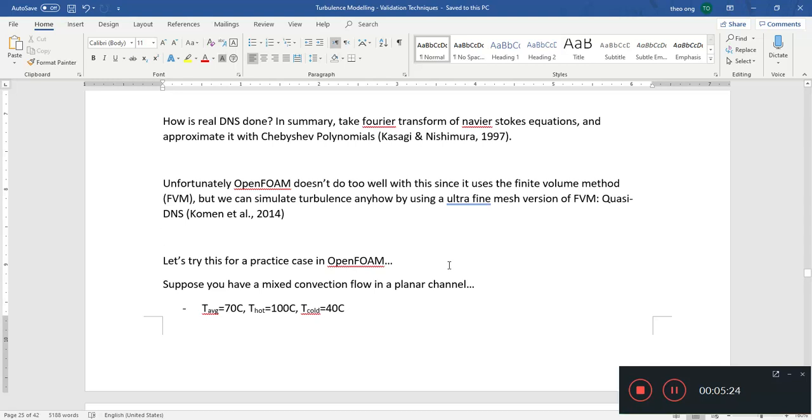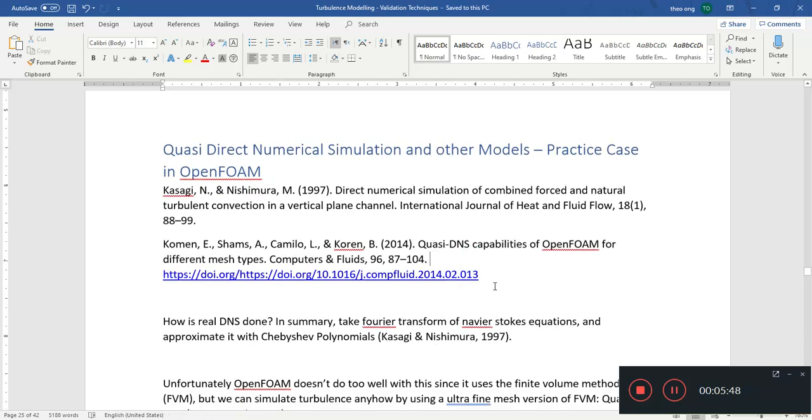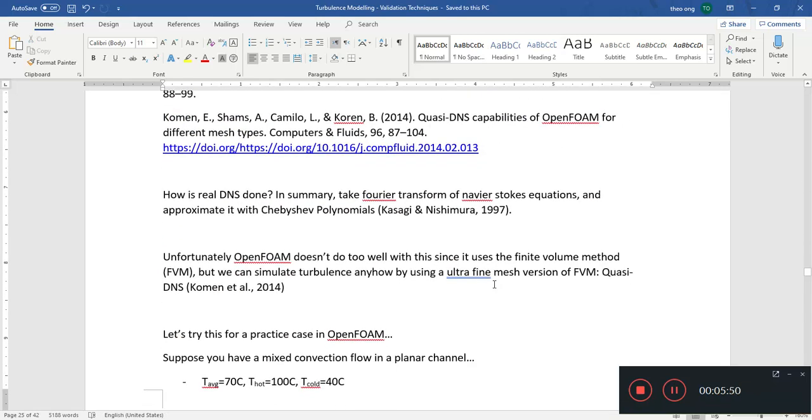Unfortunately, OpenFOAM doesn't do too well since it uses this thing called the finite volume method. It cannot do as well as, let's say, this Chebyshev polynomial, but we can still simulate the turbulence using an ultra fine mesh version of the finite volume method. It's called quasi DNS, and it's done by this guy called Coleman. And if you compare with the actual DNS, the errors are very, very small. It's about 2 to 5% or even less than that.